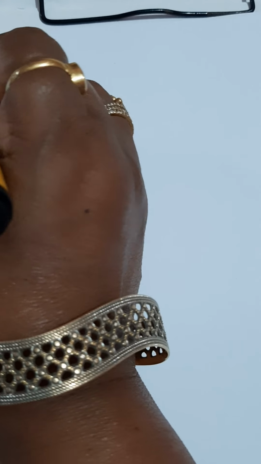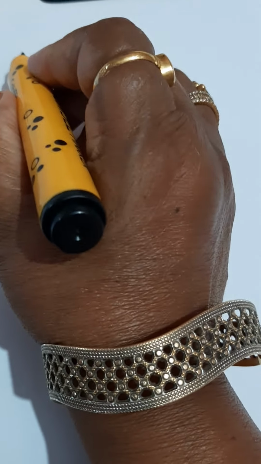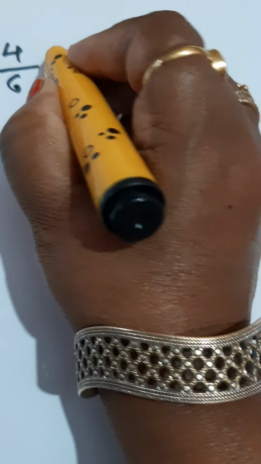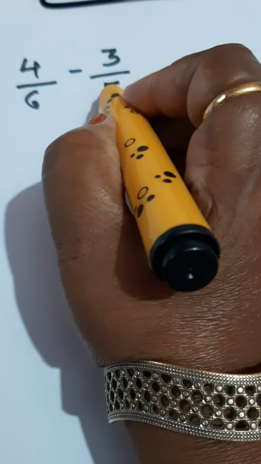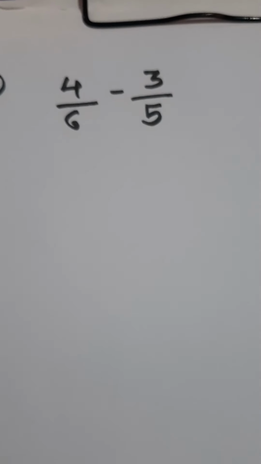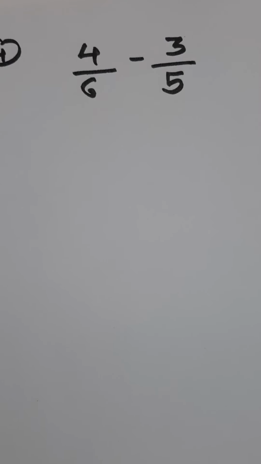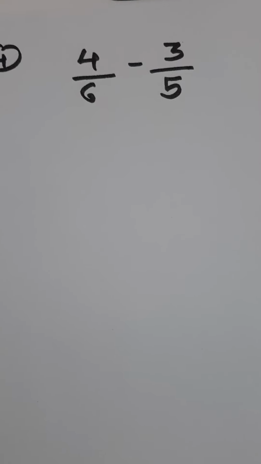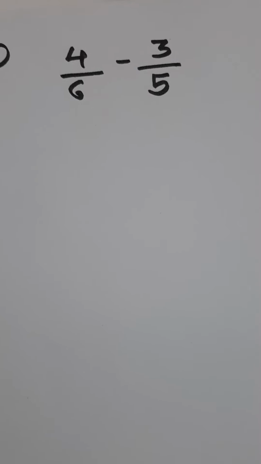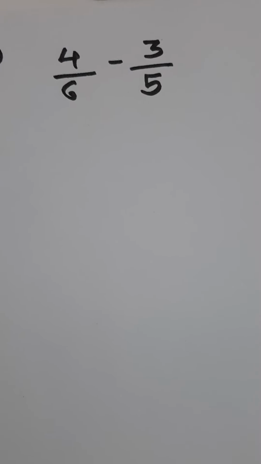Problem number four. First I will write here 4 by 6 minus 3 upon 5. Now observe the denominators. Here the denominators are not from the same table. So here how can we make them like fractions?